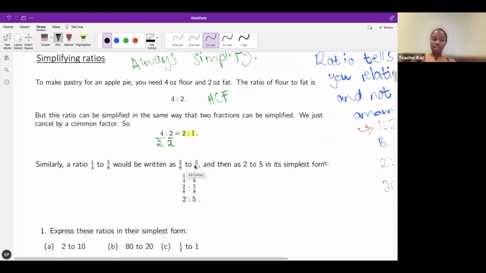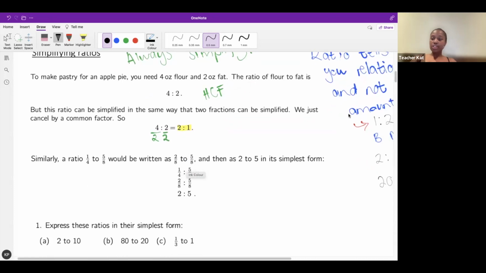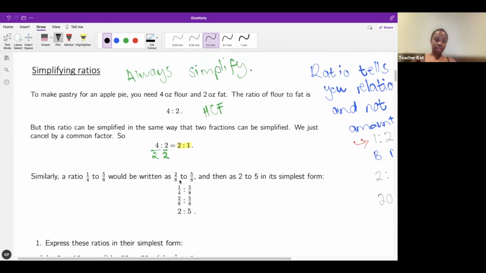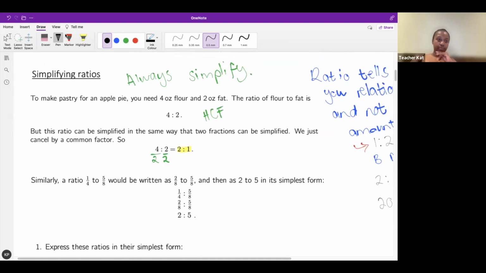Now, if you're given a ratio as a fraction, we do not want fractions and we do not want decimals in a ratio. I'll show you just now how we solve decimals. But let's look at the fraction here. I have 1 over 4 to 5 over 8. Now, we don't want these fractions, so the first thing we're going to do is we're going to give them the same denominator.